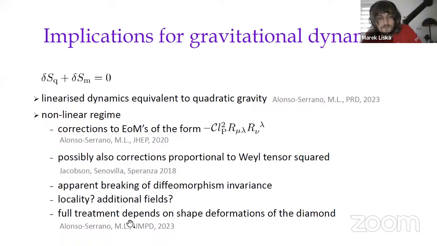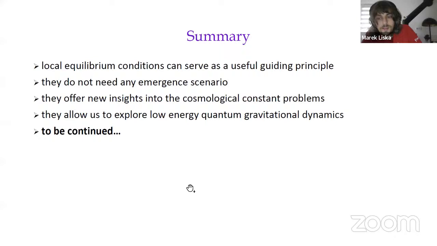It's definitely our goal. All right, let me end with some take-home messages from all this. First of all, I hope I gave some arguments that local equilibrium conditions can serve as a useful guiding principle for studying both classical and quantum gravity. Importantly, this doesn't depend on any emergent gravity scenario. Just encoding the gravitational dynamics in thermodynamics is enough.